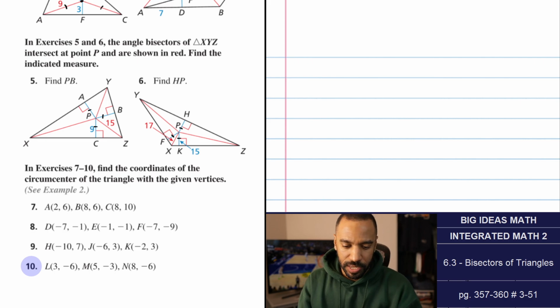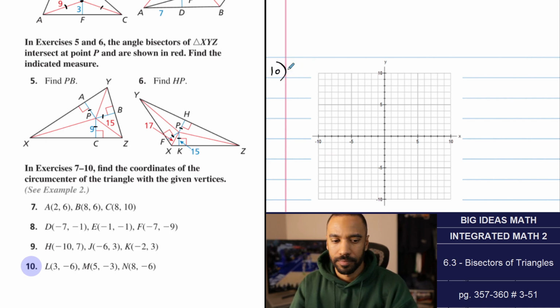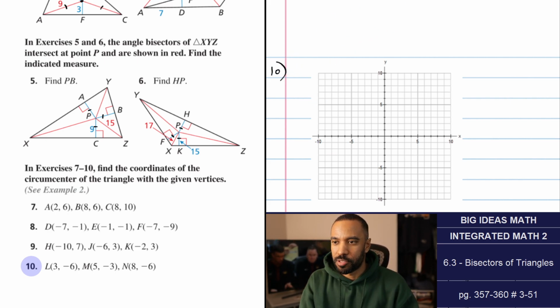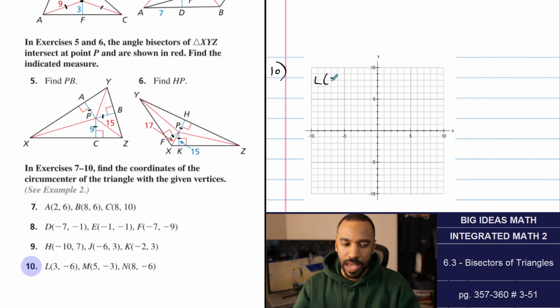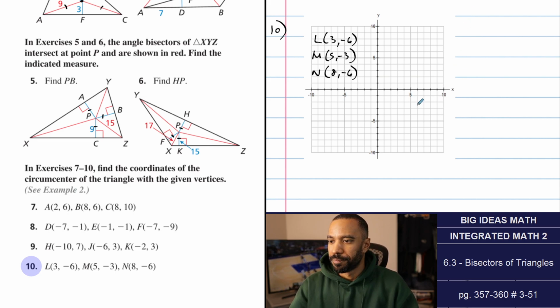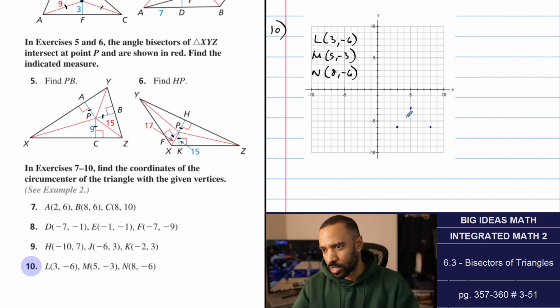Let's see if this is an acute triangle. No idea. Let's see what quadrant we're in. The 4th quadrant. They seem to stick to a quadrant. All right. L is at 3, -6. M is at 5, -3. N is at 8, -6. Okay, here we go. 3, -6. 5, -3. 8, -6. That probably looks acute. I can't tell. I assume it's acute.